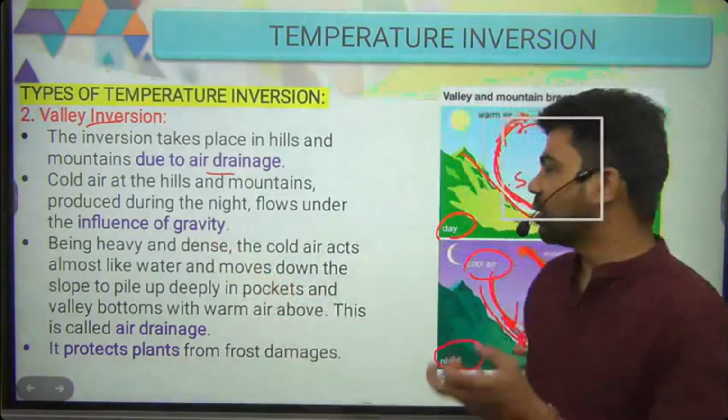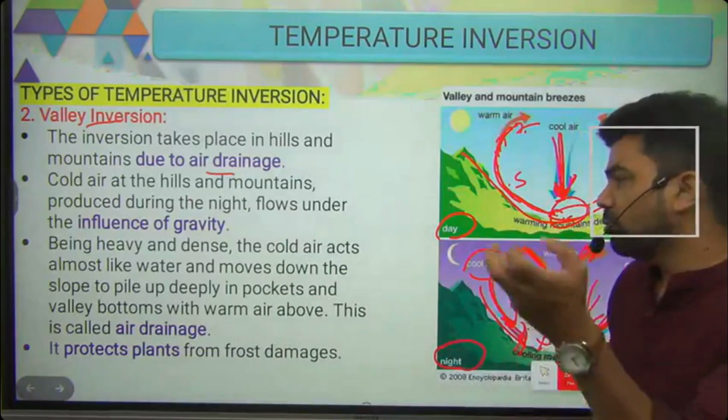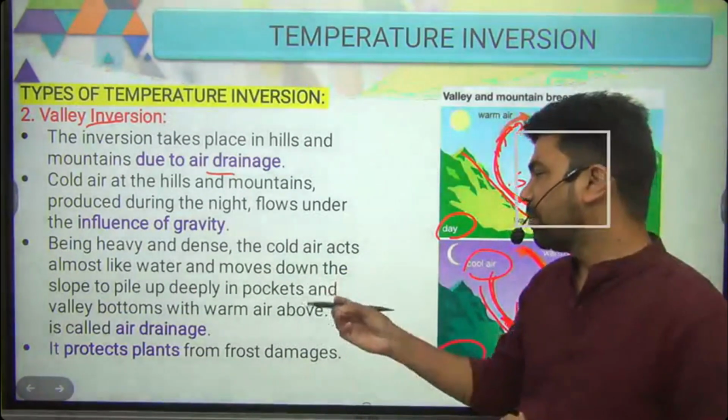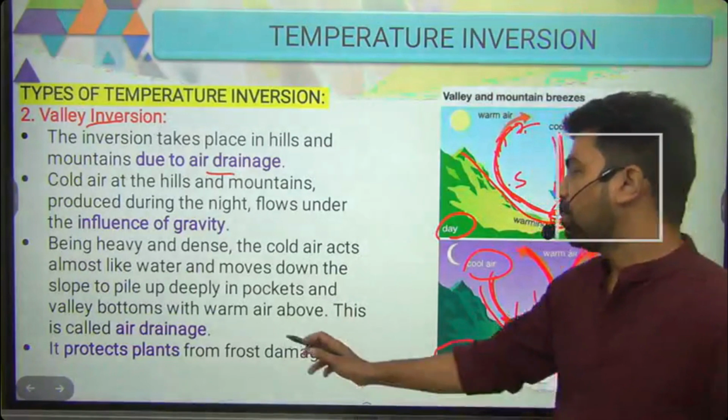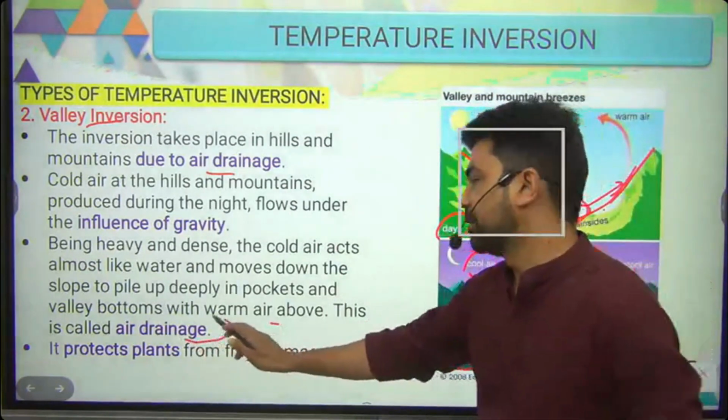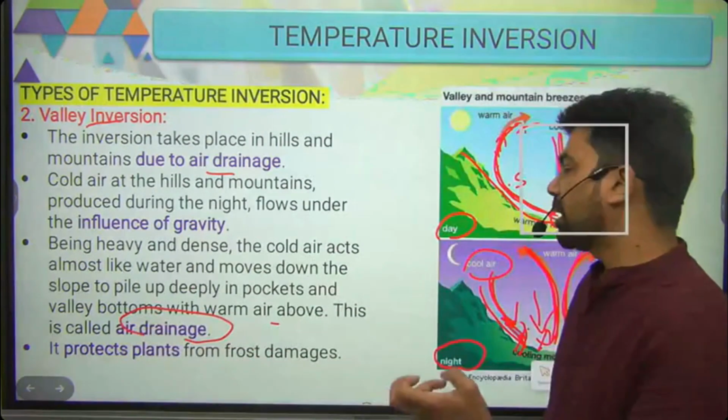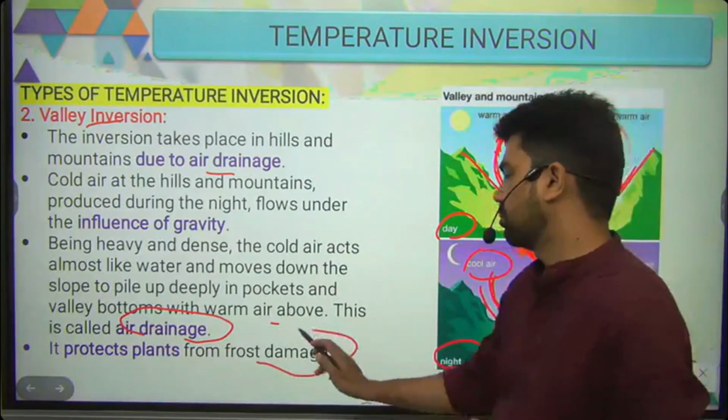Being heavy and dense, the cold air acts almost like water and moves down the slope to pile up deeply in pockets and valley bottoms with warm air above. This is called air drainage. What does this do? It protects the plants from frost damage.